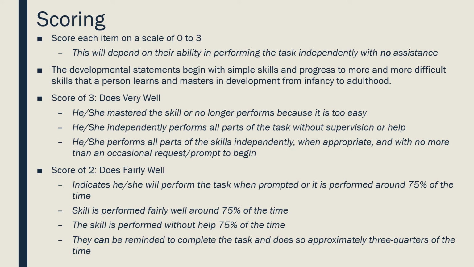A score of 2 indicates they do fairly well, so they can perform the task when prompted, or it is performed around 75% or 3/4 of the time. The skill is performed fairly well around 3/4 of the time. The skill is performed without help 3/4 of the time. They can be reminded to complete the task, and they will do so approximately 3/4 of the time.